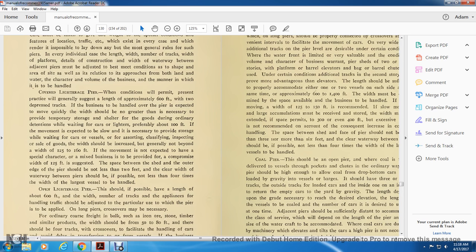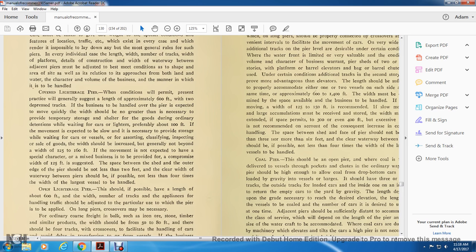If the movement is exceedingly slow, it is necessary to provide storage while waiting for the cars and vessels, sorting, classification, and inspecting the sales of the goods, which width shall be increased generally not beyond 125 to 160 feet. If the movement is not expected to have a special characteristic mix of business, provide a compromise width of 125.